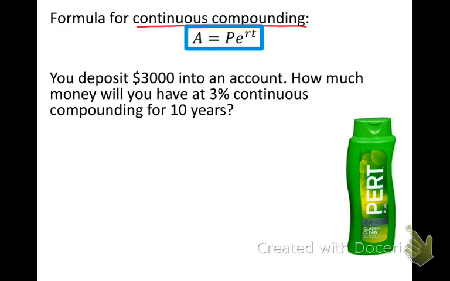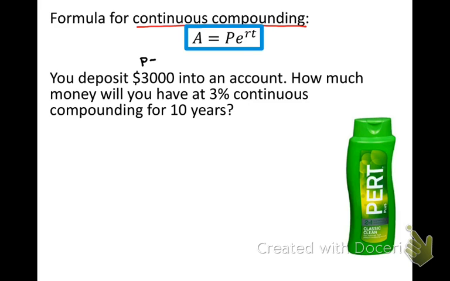P is still that initial amount. r is still that interest rate as a decimal. And t is still that time in years. Okay, so we're going to follow this formula. It says you deposit $3,000 into an account. How much money will you have at 3% continuous compounding for 10 years?